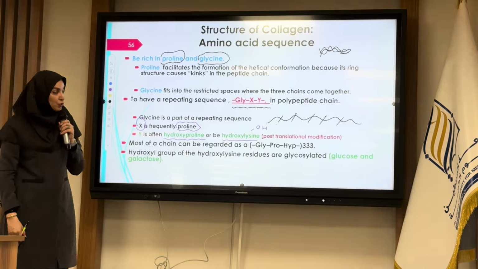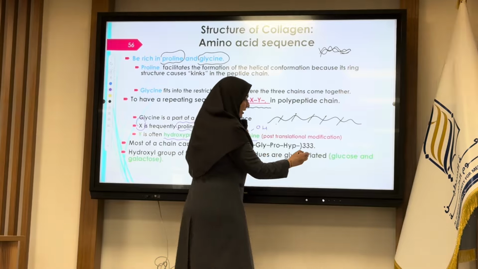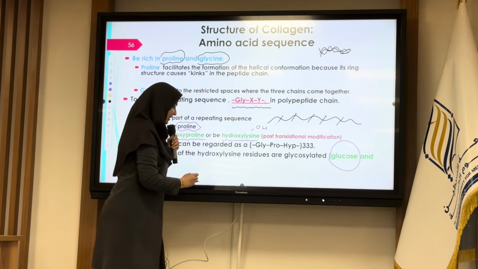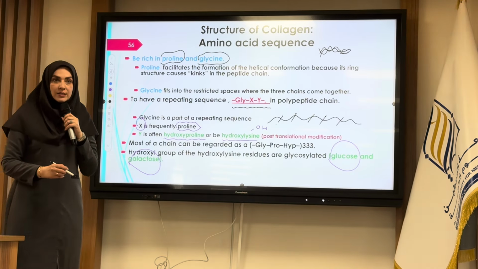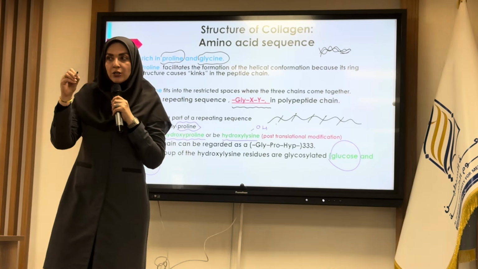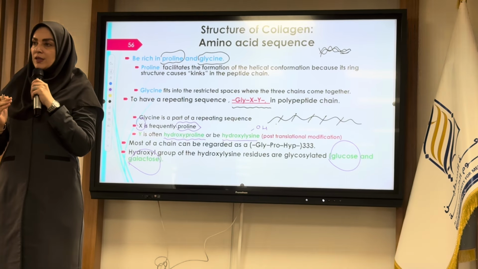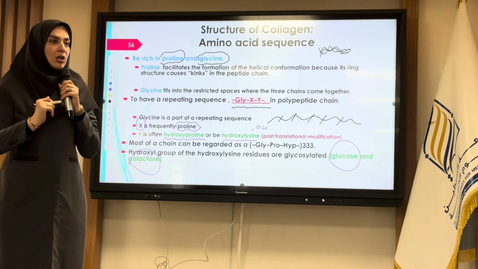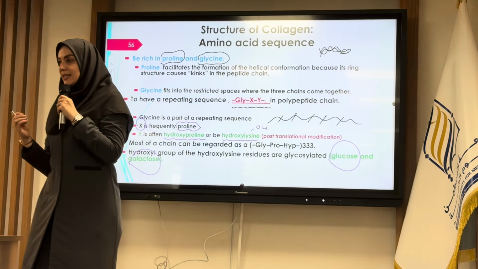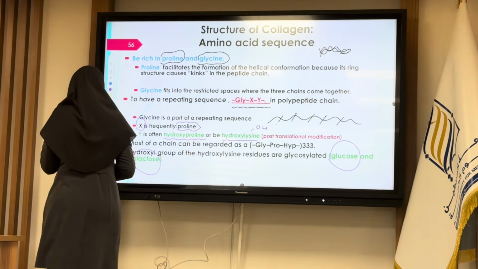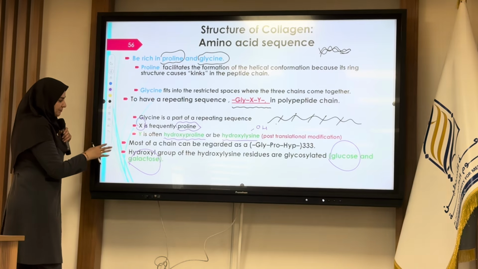And also you should know that collagen is a glycoprotein, okay? Some chains bind to the glucose. Some of them bind to the galactose. So we can say that collagen is a glycoprotein.